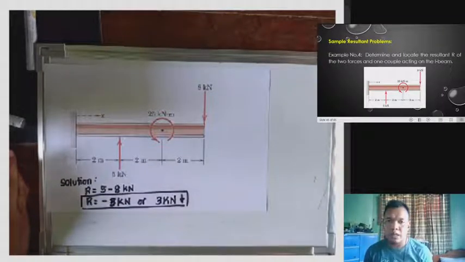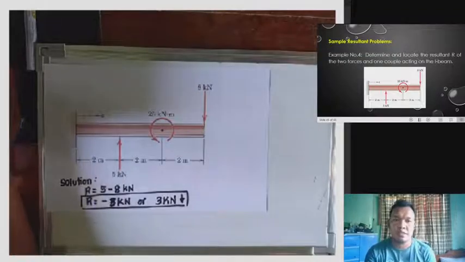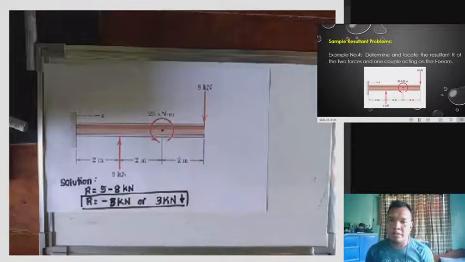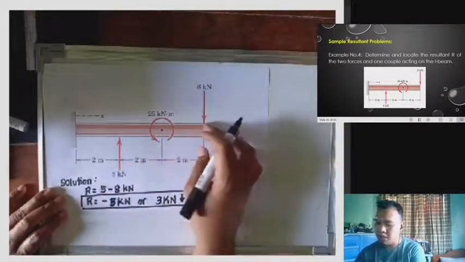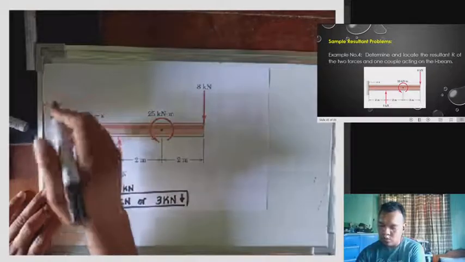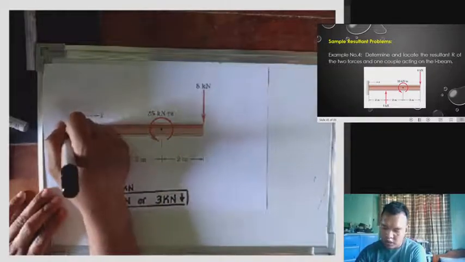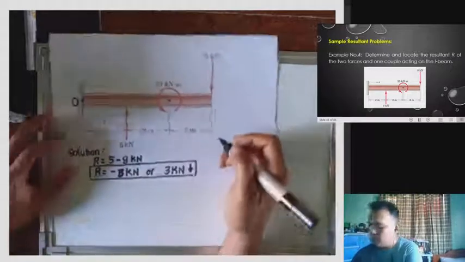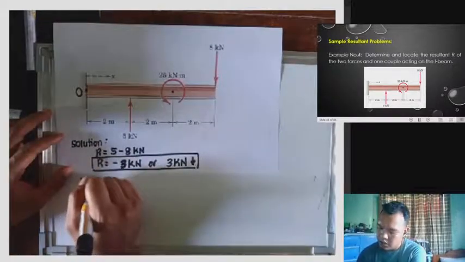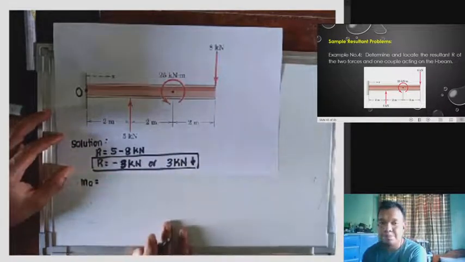Okay. Then, to determine the location of the resultant from dito sa X, from dyan, kailangan muna natin ng moment, no? So, si moment is magagaling sa moment natin at a point O. So, sabihin natin ito yung O natin, point O. Okay. So, moment at point O, moment at O is equivalent kay.